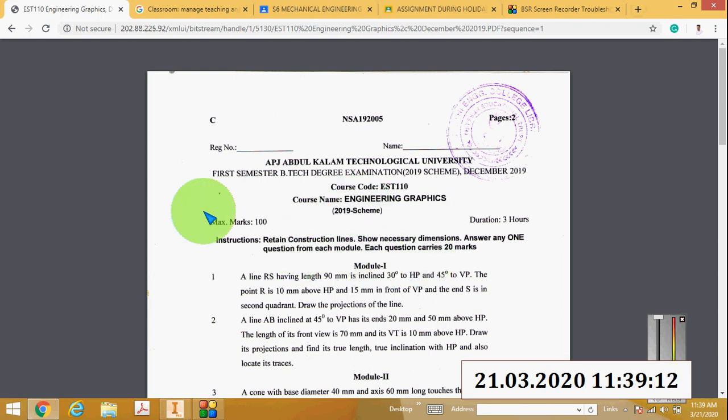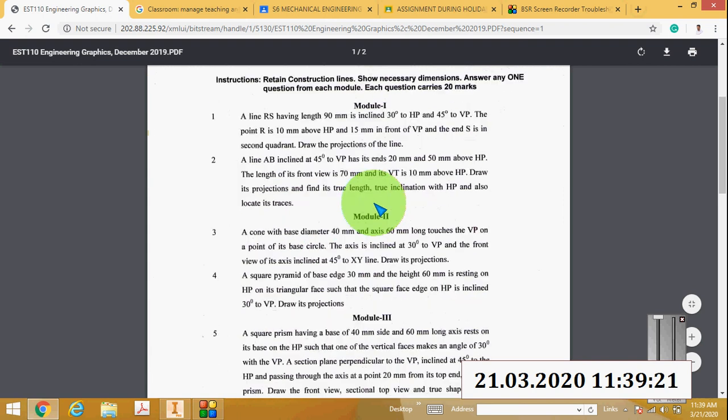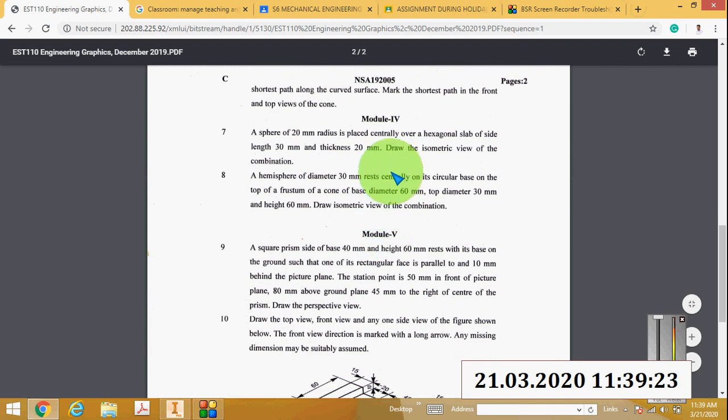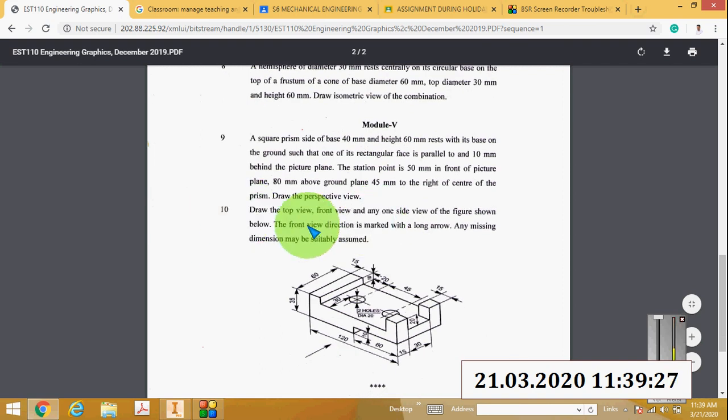This is the next video. So this is the question paper, December 2019, modules 1, 2, 3, 4, 5 and 6. Check module 6. Okay, the 10-mark question.